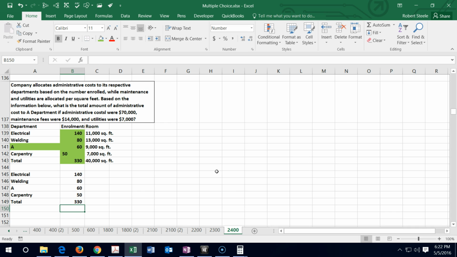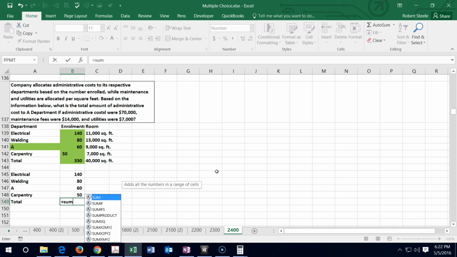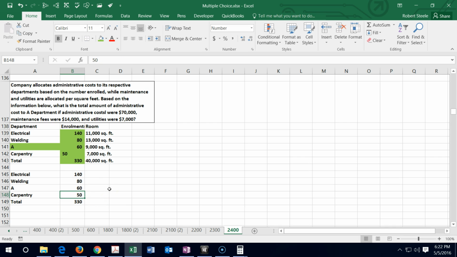Now, if we have Excel, we might as well do the entire ratio calculation. I'm going to take this 330 just to recalculate so you can see what that is. That's the sum, of course, of the 140, the 80, the 60, the 50. Now, if you have a time constraint and you're doing it by hand, you just want to take the ratio of the 60 to the total. But let's take a look at the entire thing, and if you have Excel, we might as well.